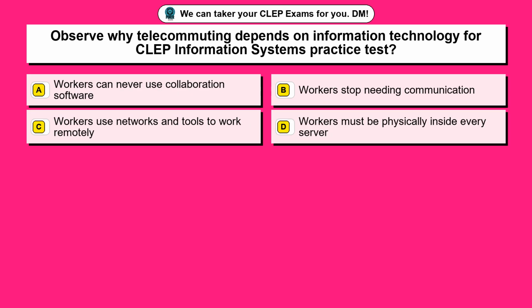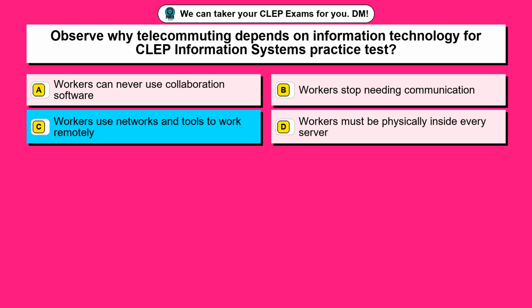Question 99. Observe why telecommuting depends on information technology for CLEP Information Systems practice test. Option A. Workers can never use collaboration software. Option B. Workers stop needing communication. Option C. Workers use networks and tools to work remotely. Option D. Workers must be physically inside every server. The correct answer is option C.